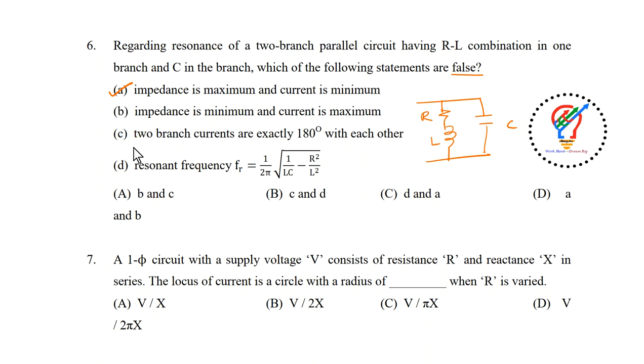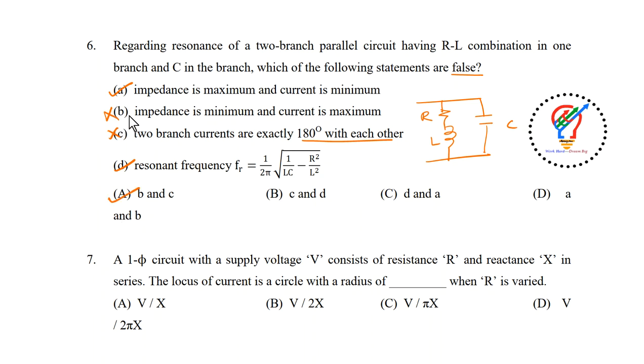Okay, right. So D is a resonant frequency, Fr is equal to 1 by 2 pi into square root of 1 by LC minus R square by L square. So two branches are not exactly 180 degrees with each other. So this is a wrong statement and this is a wrong statement. So the answer is B and C, these are the wrong statements, right?